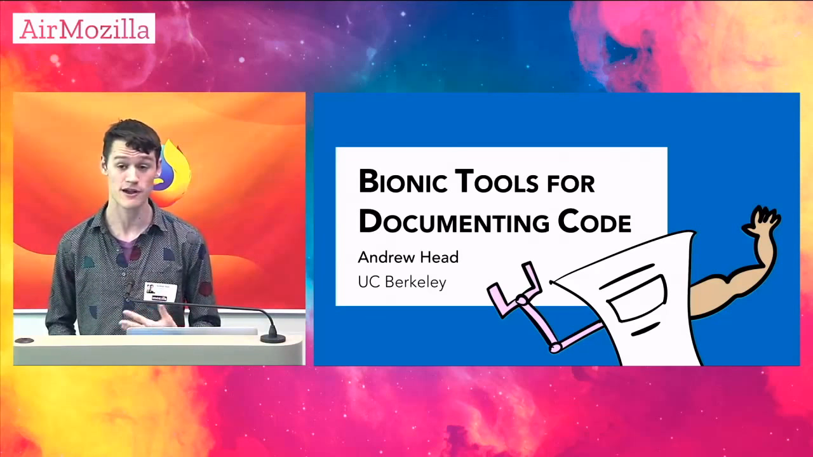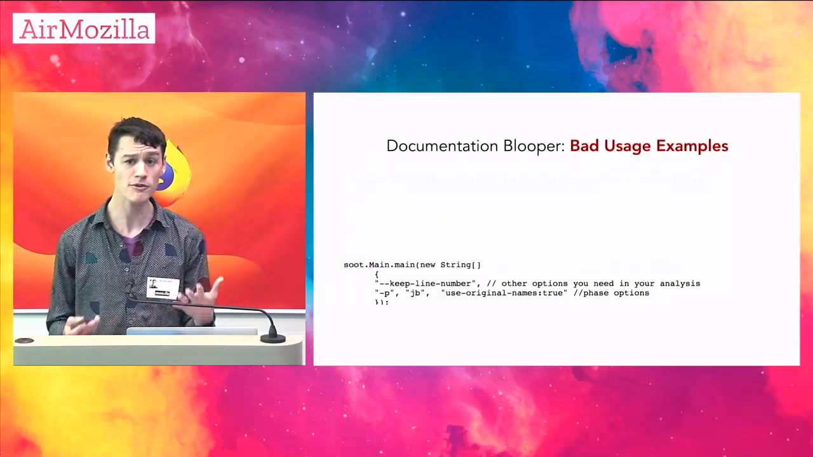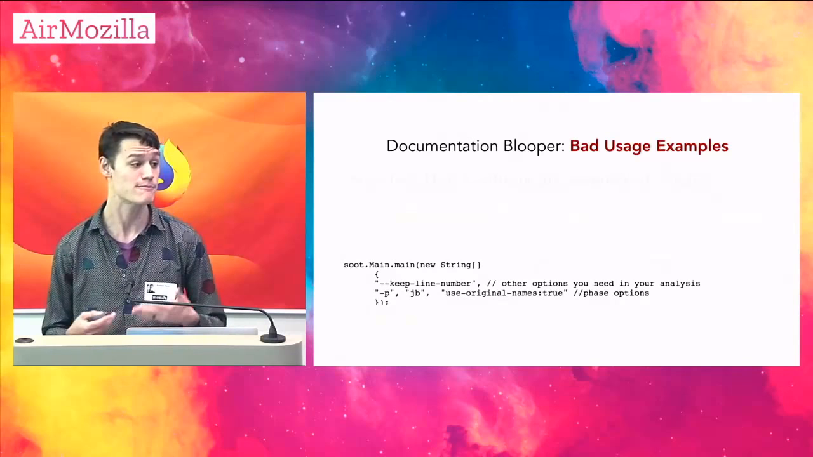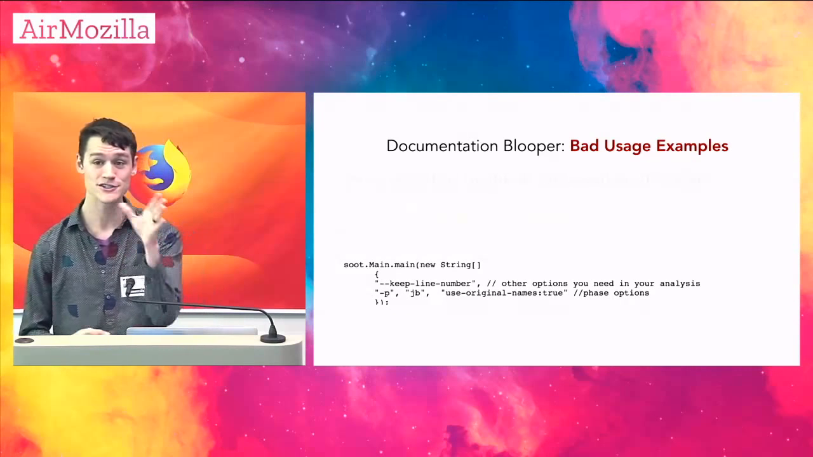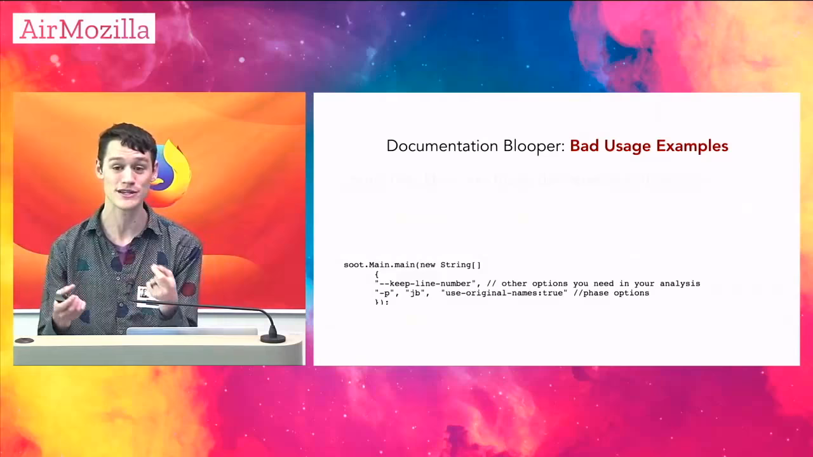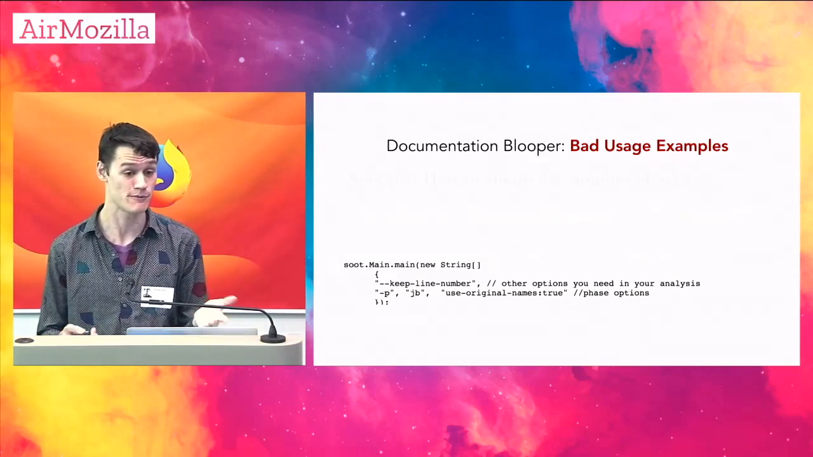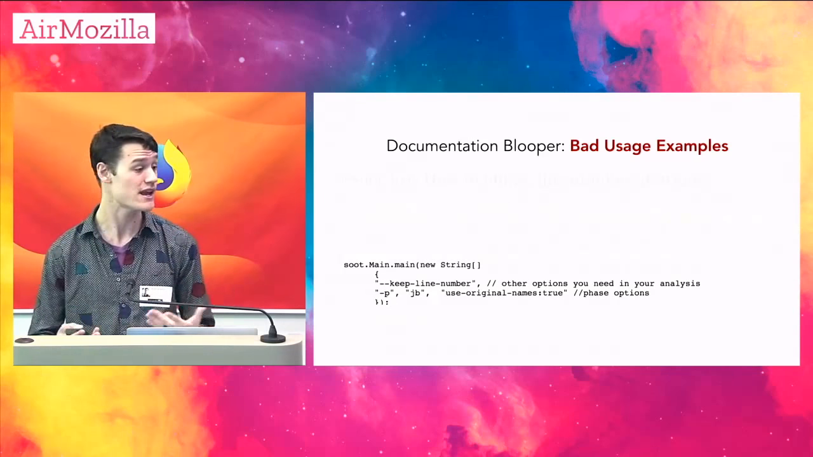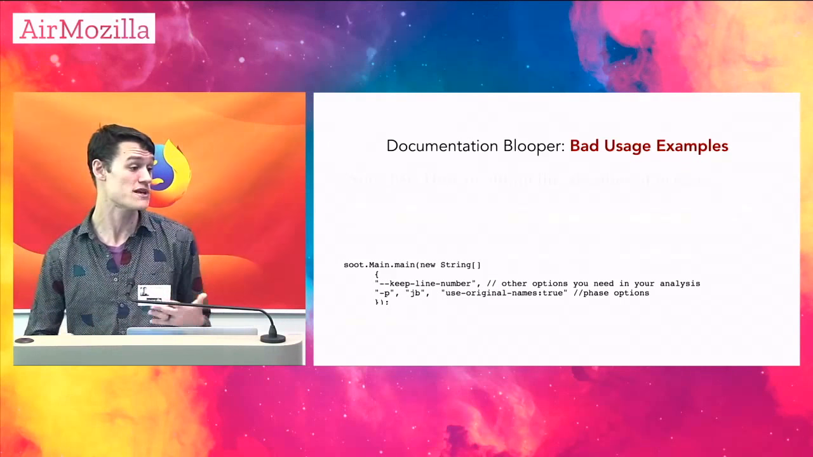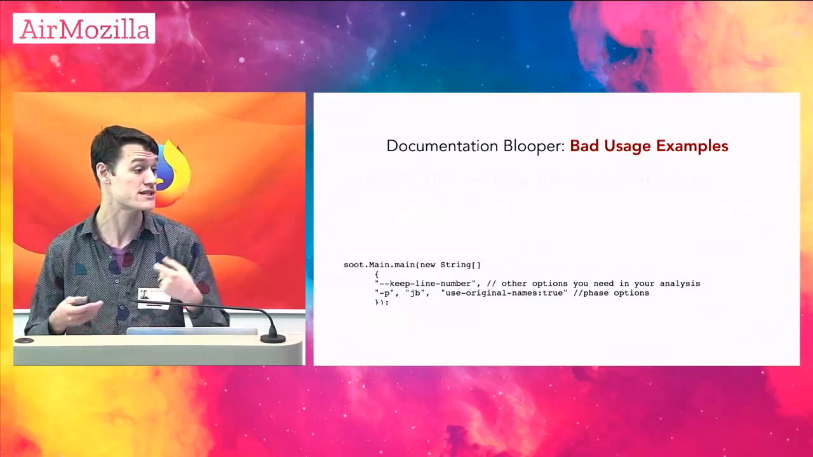The Bionic Tools for Documenting Code was designed to overcome a lot of problems that I see in my day-to-day work as a programmer. Problems like, in documentation, having bad usage examples. Here's an old Nabble post that has a code example right in the middle of it. And this is a bad usage example because in order to actually use it, it requires another 30 or 40 lines of boilerplate code in order to get it to run.